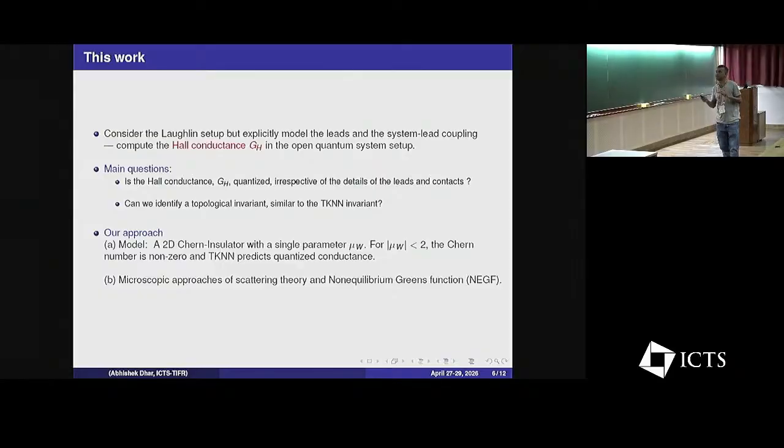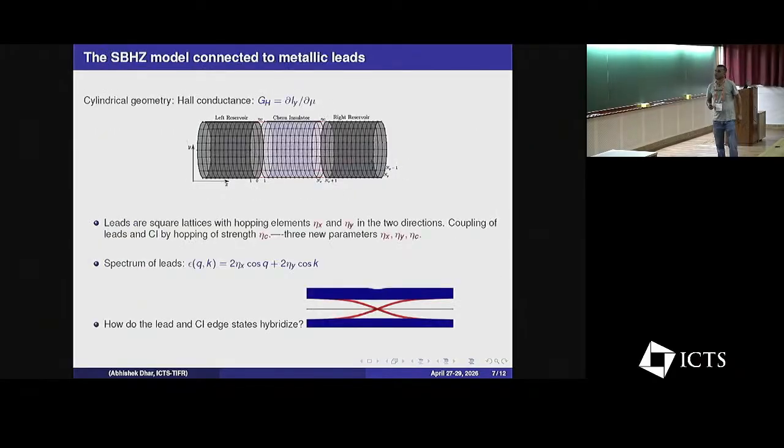So in this work, what we do is a microscopic computation of this geometry, this Laughlin geometry, where you consider the system connected to leads. The main question is, once you take into account these leads and coupling, is the Hall conductance still quantized, and can we identify a topological invariant? Now the states are completely different because you have to compute the scattering states, and so this is the question.